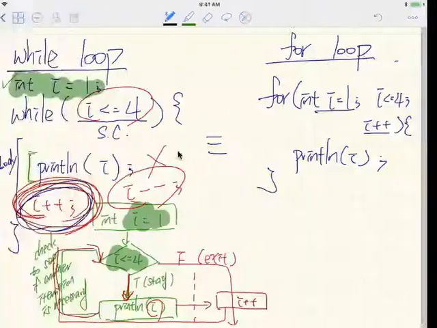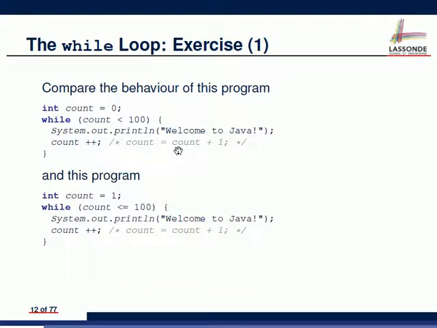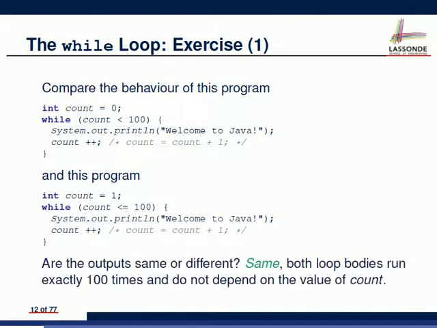Okay, good. So now, for the second loop over there, how many times are we going to print out? Also 100 times, right? 1, 2, 3, 4, up to and including 100, right? So that means it also prints out welcome to Java 100 times. So it turns out these two programs are really the same. Same number of iterations, and even though the loop counter values will be different, they are not used anyway in the loop body.